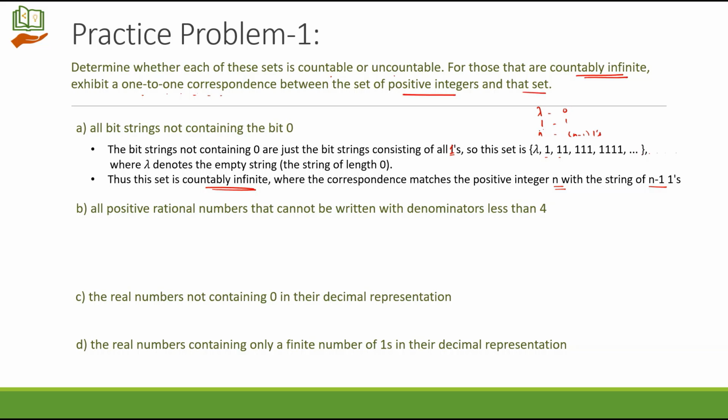The set that is given in the question is this one. The first element is having no element. The second element is having one element. So that's why they say n minus 1 number of ones.